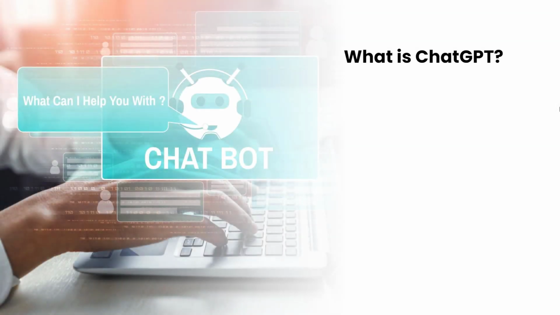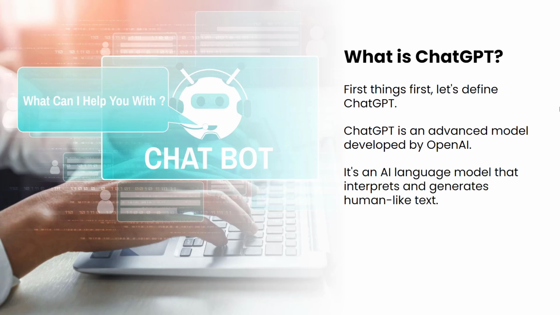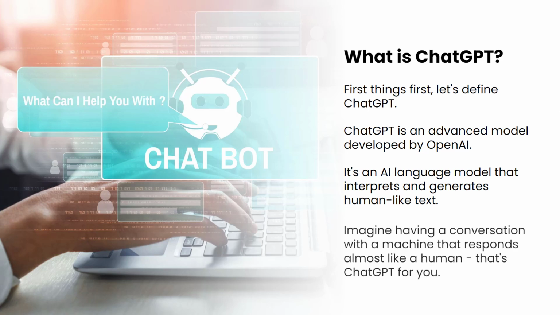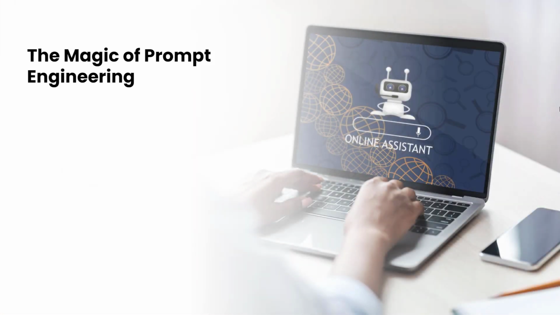What is ChatGPT? First things first, let's define ChatGPT. ChatGPT is an advanced model developed by OpenAI. It's an AI language model that interprets and generates human-like text. Imagine having a conversation with a machine that responds almost like a human. That's ChatGPT for you.